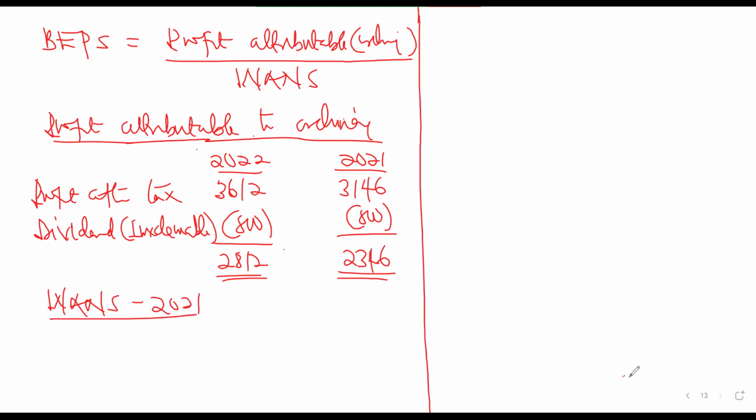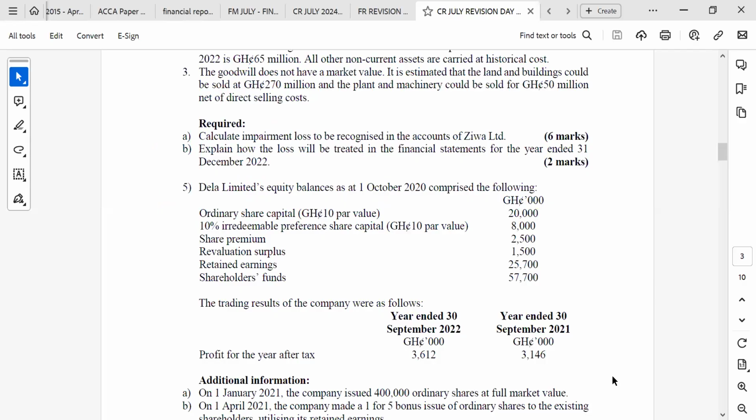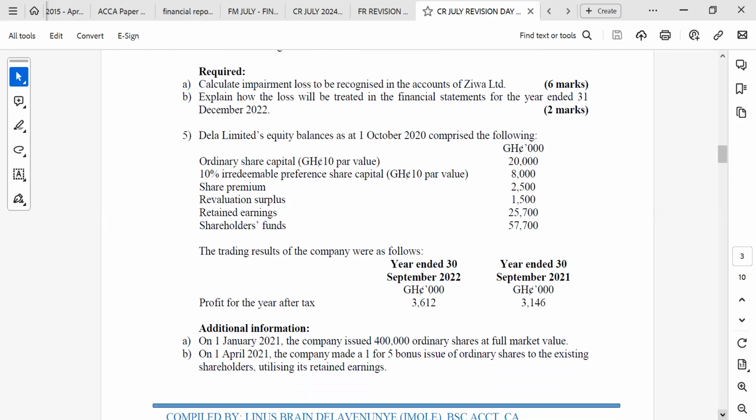We have to do it for 2021 first, and then 2022. I have so many ways of calculating this, so you just have to be with me. At the start of the year, what is the number of shares they have in issue?